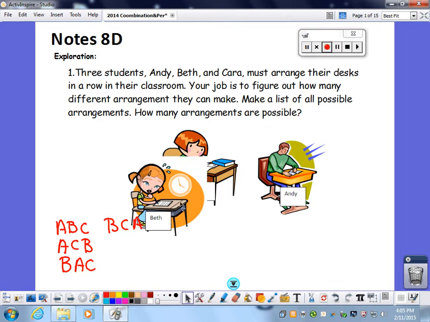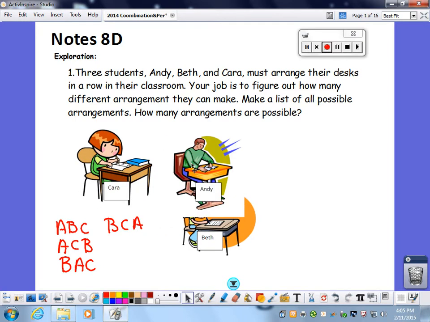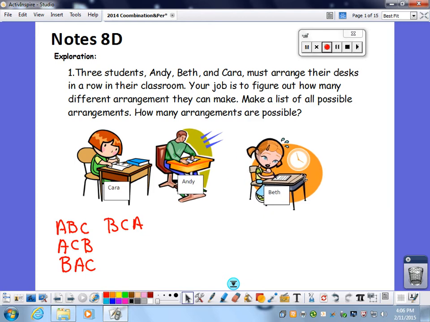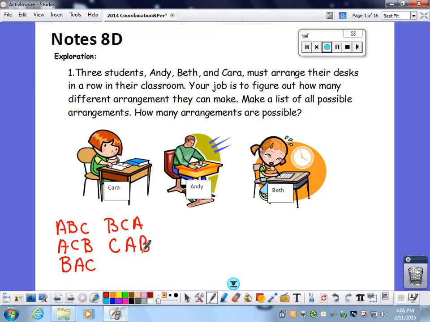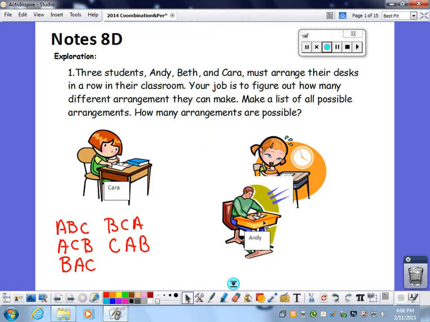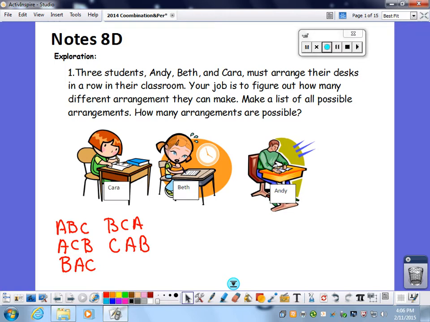Alright, let's go back and put Kara first. So this choice would give us Kara, Andy, Beth. And then we could switch Beth and Andy, and we have Kara, Beth, Andy. So there's a list of all possible arrangements. So there are 6 possible arrangements.